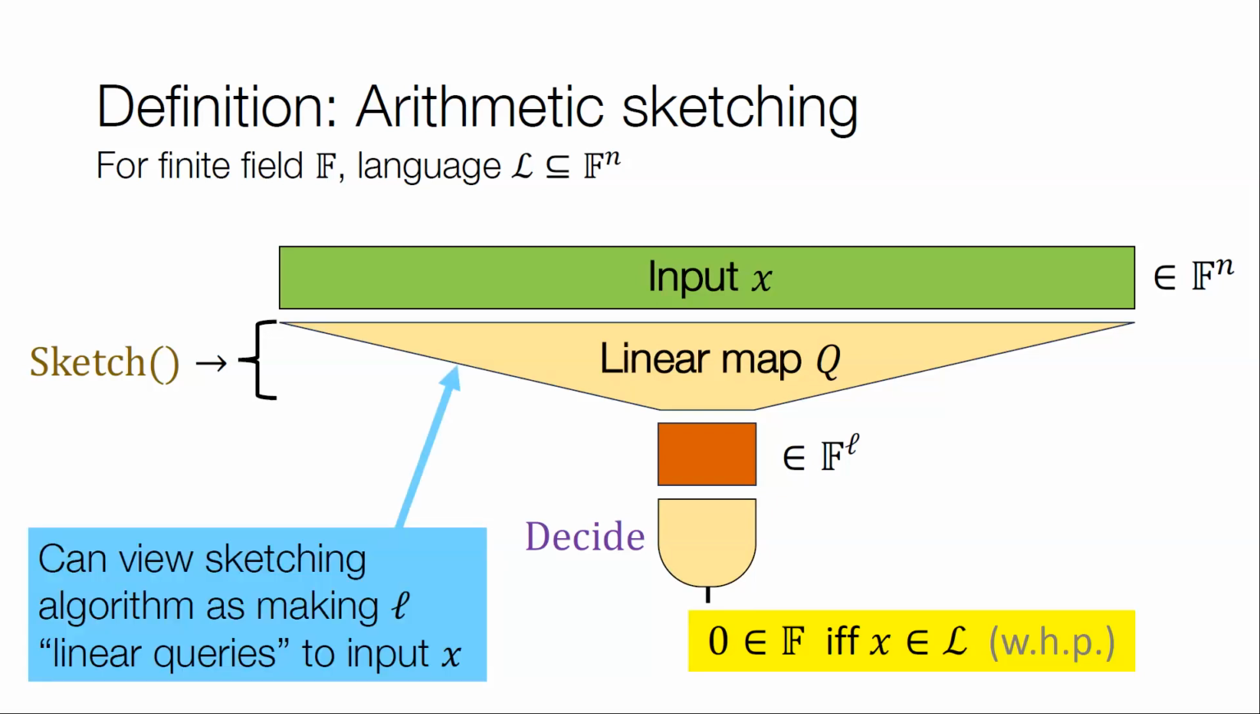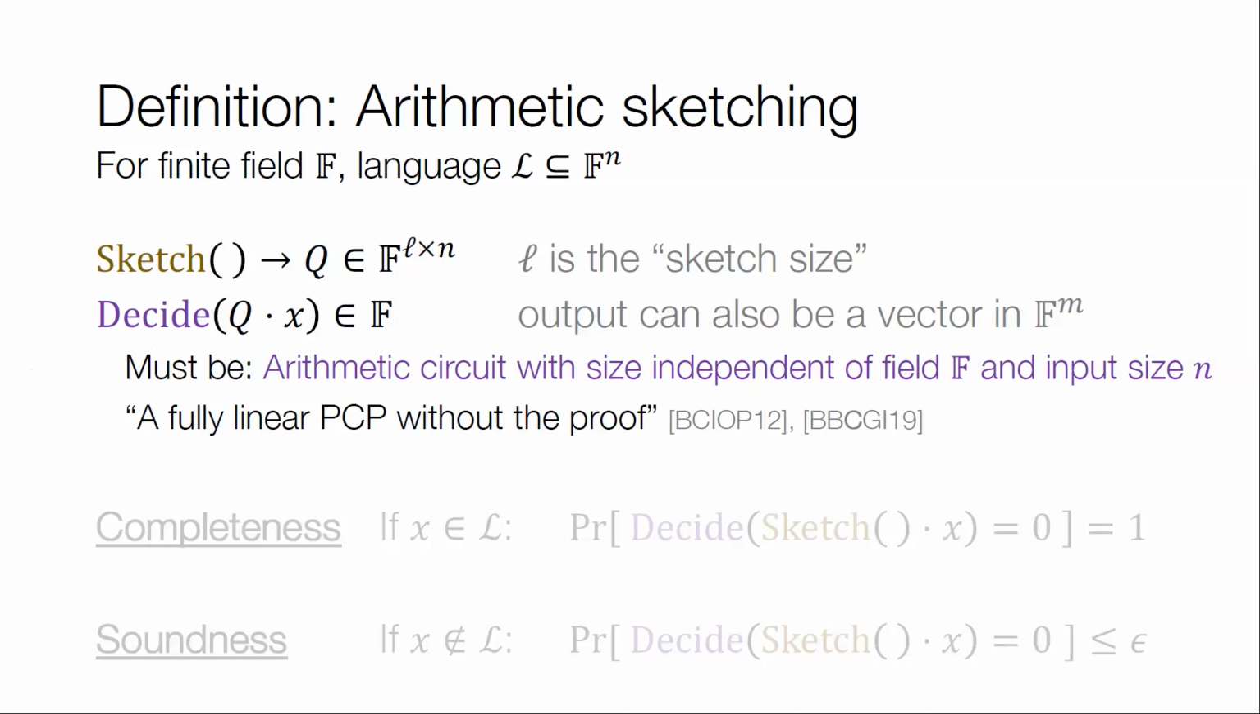Sometimes I'll think about the sketching algorithm as making linear queries or inner product queries to the input, but this is just the same thing going on. A little bit more formally, here is the syntax of the two algorithms. I'll use L to denote the sketch size. And the decision algorithm, I'll think of it as outputting a single field element, but it can be a vector of field elements. The reason we call this an arithmetic sketching scheme is the restriction that the decision algorithm is an arithmetic circuit whose size and structure is independent of the field and the input size. That's actually what makes the abstraction non-trivial or difficult to achieve.